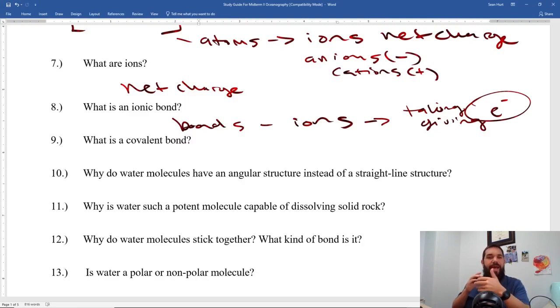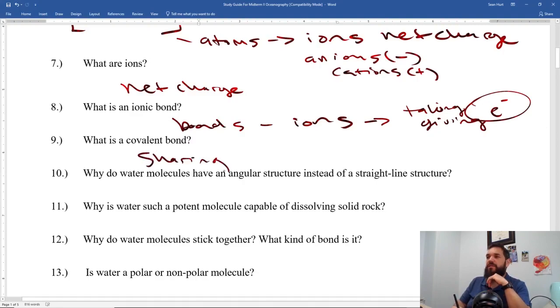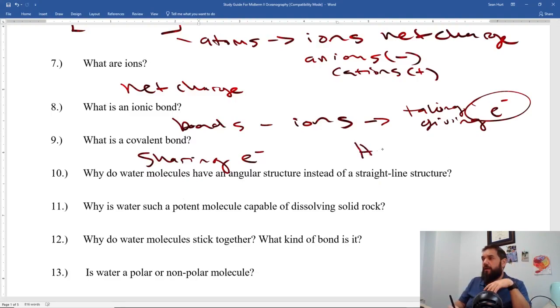Now, another way that atoms can bond to get that final goal of having a full outermost shell is by sharing electrons. So covalent bonds occur when electrons are shared among different bonding partners, okay, different atoms. Now, you should know that water molecules, H2O, right?